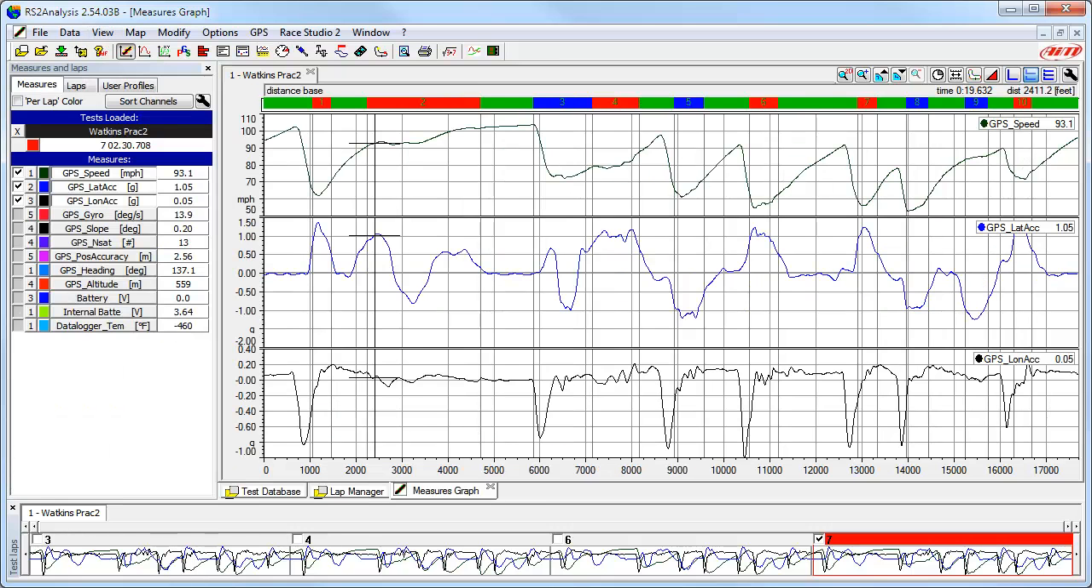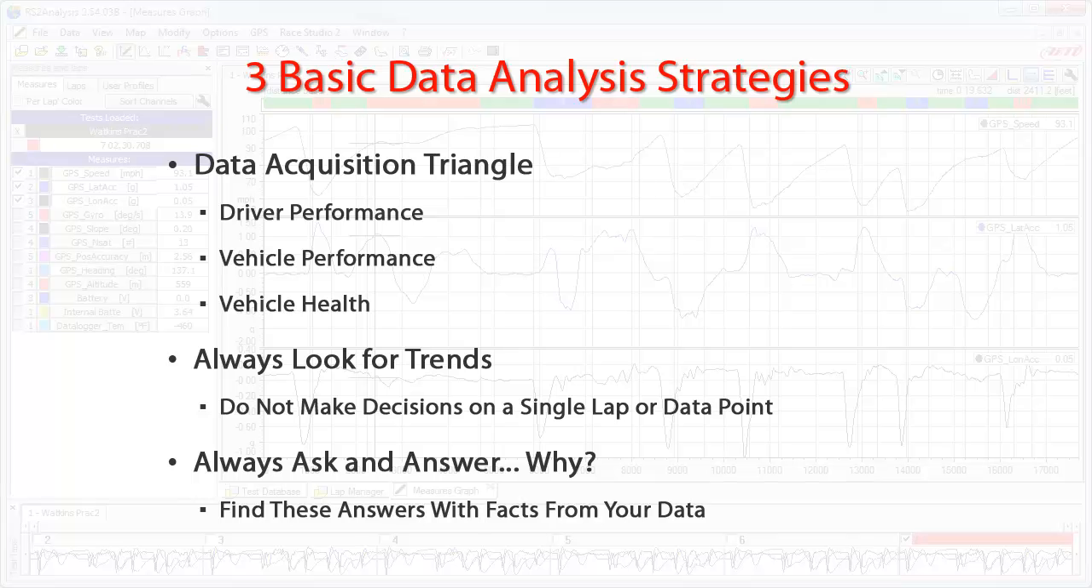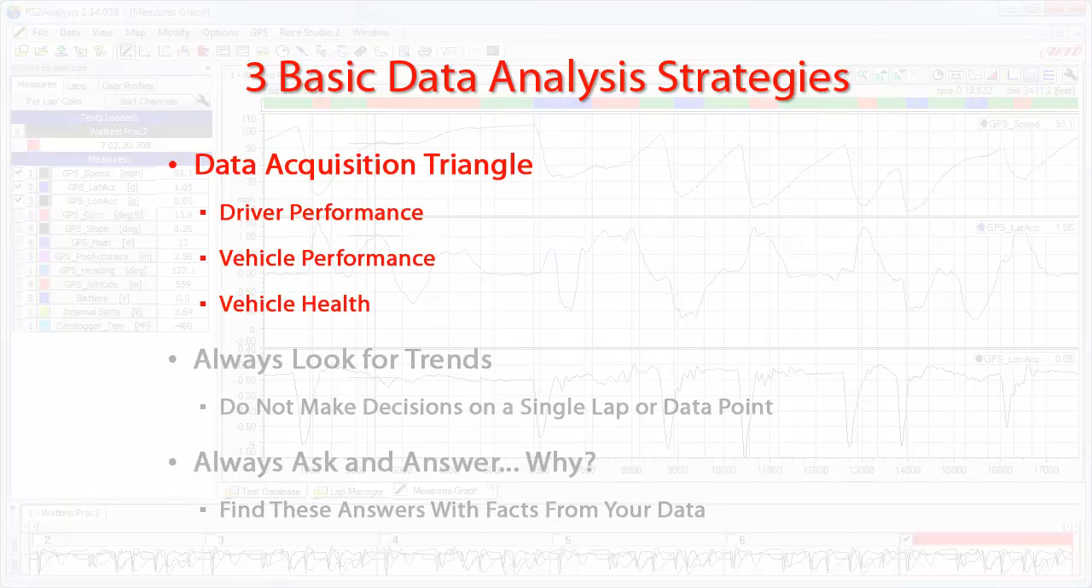And here we are back to our main Measures graph page. Now let's discuss some basic data analysis strategies. Here are the three basic data analysis strategies. First, we have what we call the data acquisition triangle. All data that you will be analyzing will fit into one or two of these three groups. Many find that thinking of data analysis in this way helps them focus on the final goal of understanding specific data analysis needs. Always look for trends.